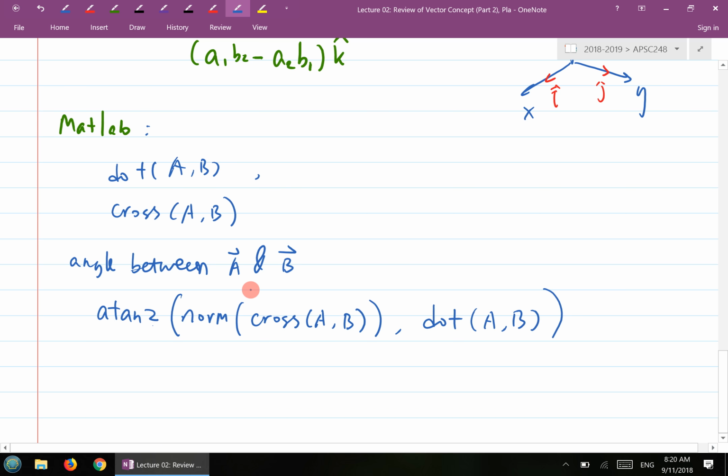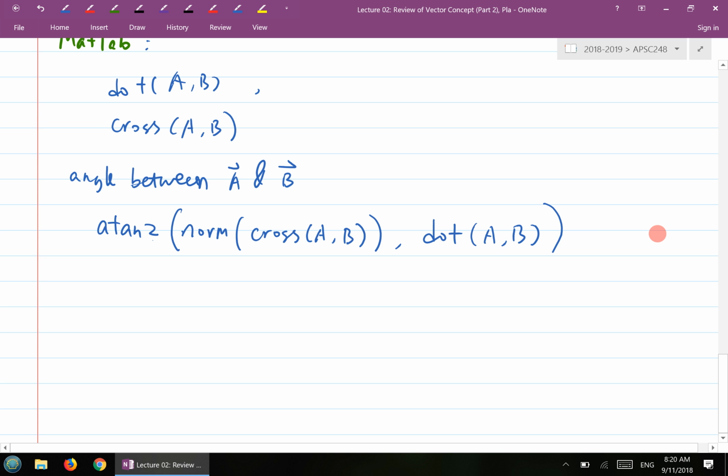Okay, so if there's no question, now let's continue. The rest of the material, I wouldn't call it a review anymore. It is very much related to our new concept. The first concept I want to do is to derive the plane equation in 3D, but I need to introduce two formulas first. One is the area of a parallelogram.